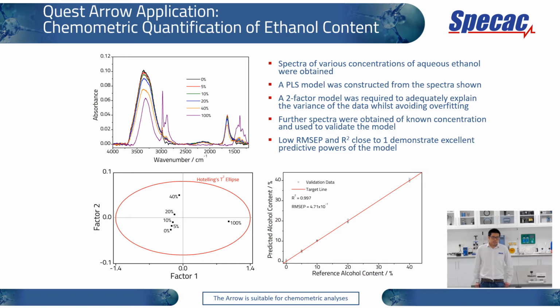And then factor 2 is used to distinguish between the different concentrations from 0% to 5, 10, 20%, and 40%, for example. And then we collected more spectra to then plot a graph of the predicted model against known concentration of the alcohol, which showed very strong correlation.